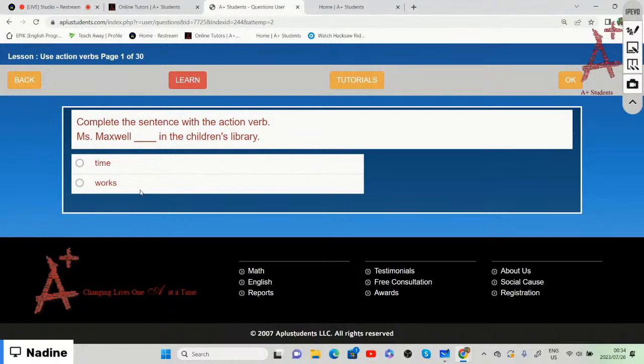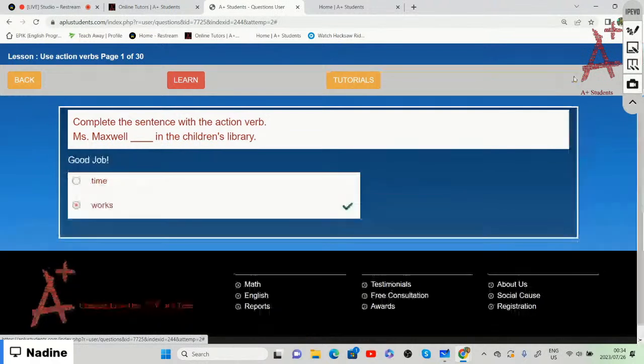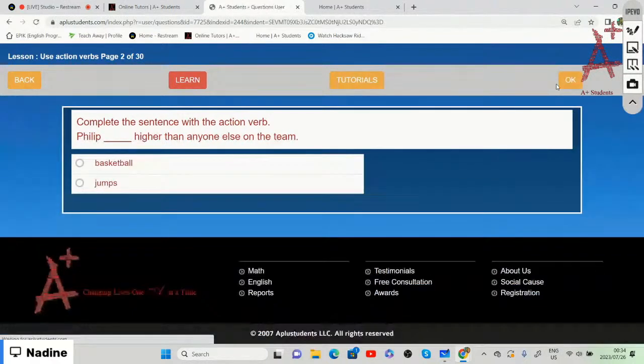All right, so if we select the best possible answer within the sentence, then we can say it is "works," right? So Miss Maxwell works in the children's library, because "time" just does not make sense. So Miss Maxwell works in the children's library. All right, the next one.